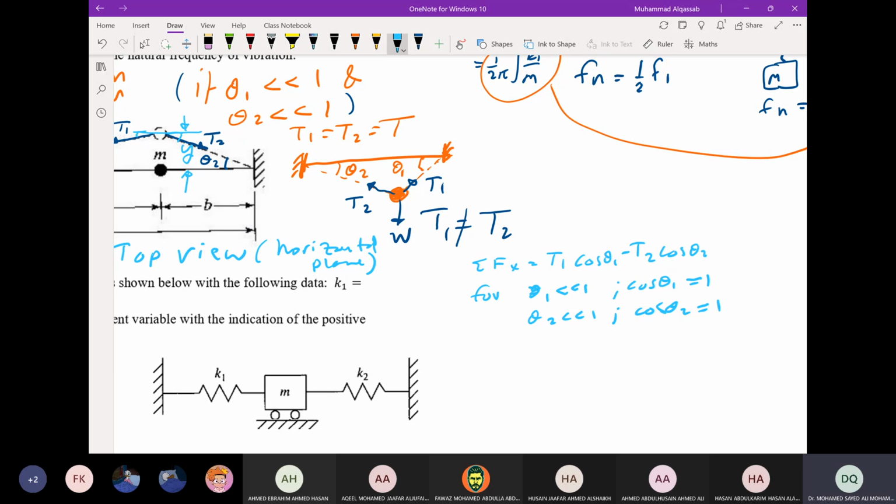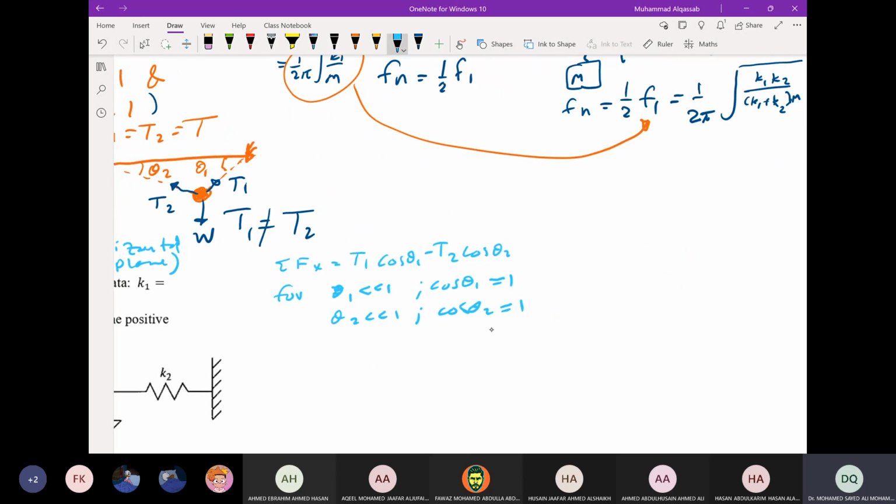Now we are not talking about theta 1 and theta 2 in degrees. They are in radians, and small numbers in radians. If you put this in the calculator, change the mode to radian, and put in some small angles, you can see that cosine theta is about 1. This comes from the Taylor series expansion. The Taylor series expansion is that cosine theta 1 is 1 minus theta 1 squared over 2 factorial, and so on.